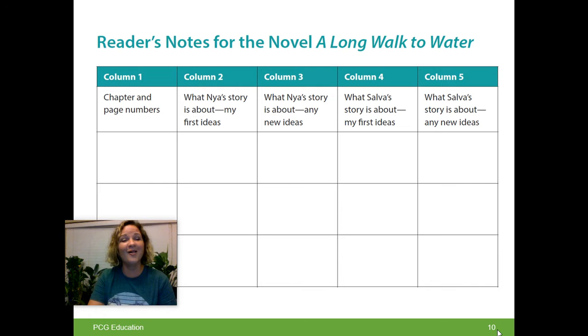Column 1 is my favorite column because it's the easiest column. Every time you find a piece of evidence and you're going to add it to this graphic organizer, we're asking that you tell us what page number and chapter it came from.